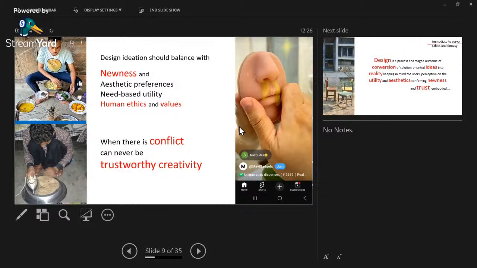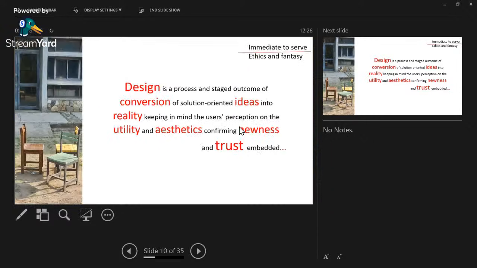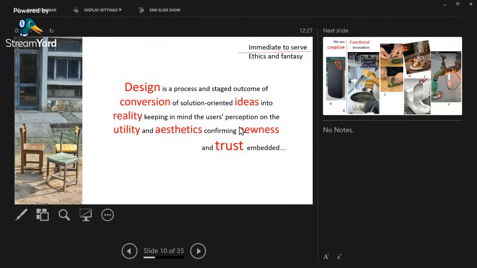Here it comes: when there is conflict, there can never be trustworthy creativity. Conflict means the requirement, what I feel and what people think about it, how the society will accept it. That requires to be considered. So, to serve ethics and fantasy, design is a process and staged outcome of conversion of solution-oriented ideas into reality, keeping in mind the user's perception of utility and aesthetics, conforming newness and trust embedded in it. If there is no newness, there is no need for any development. The development always goes with newness. Here the trust comes.